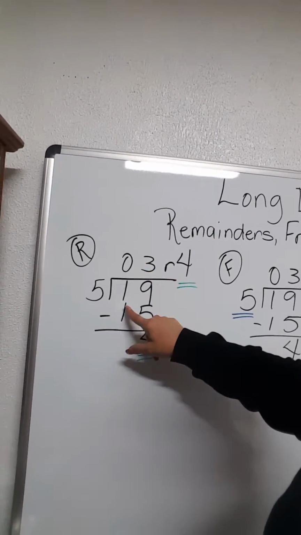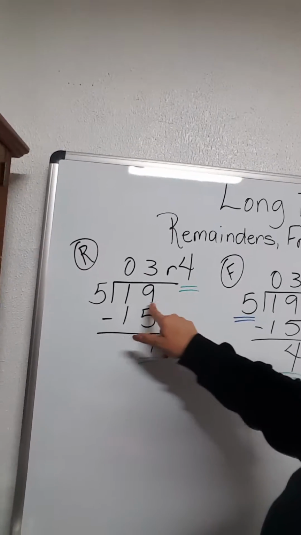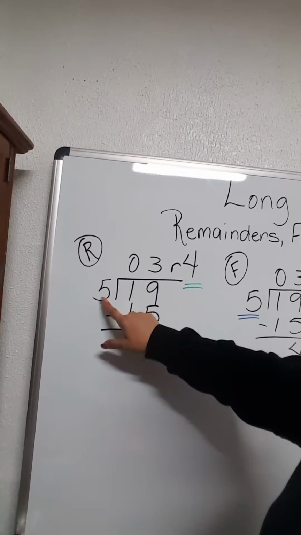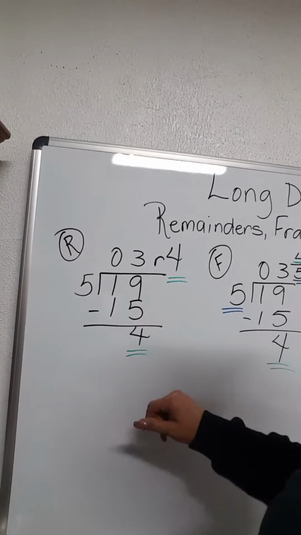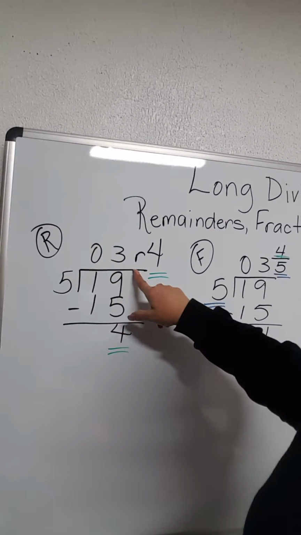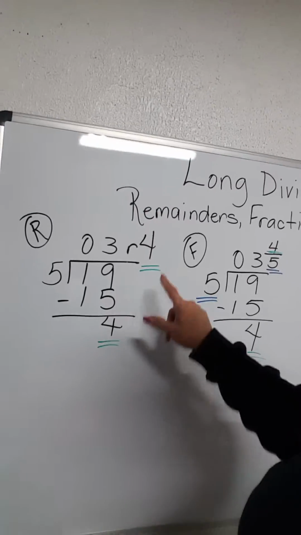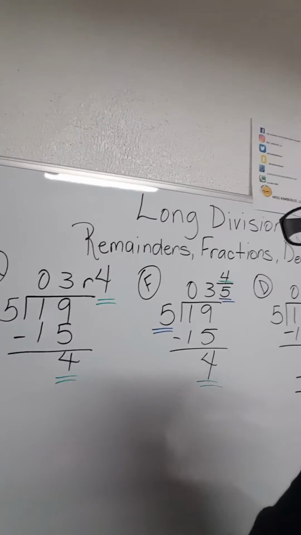And you go ahead and do the division here. 5 can't go into 1, so you put a 0 there. 5 can go into 19 3 times. 5 times 3, it's 15. You subtract that and you have a 4. And then normally we just put a little r right there and we have the 4. So that is your remainder.